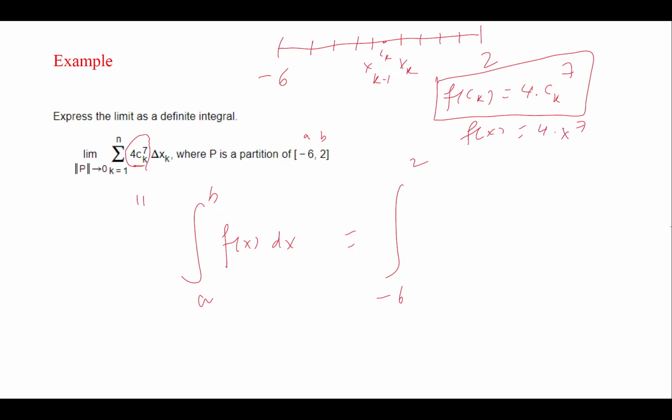So that's why the definite integral for this Riemann sum is from -6 to 2 of 4 times x to the power 7 dx, and this delta xk can be replaced by dx. That's all. And how do you find this value? We're going to see more examples and we will be able to find this later, not in this section, not for this particular example.